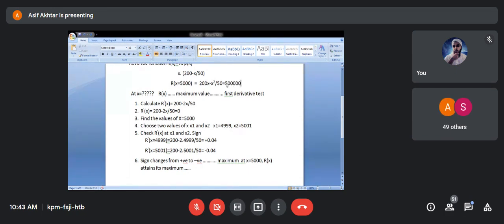So this is the point that we have. Maximum revenue is 5 lakh rupees at x equal to 5000 according to the revenue function that we have obtained from here. Let me go back to my PowerPoint once again so that we can correlate the two things.